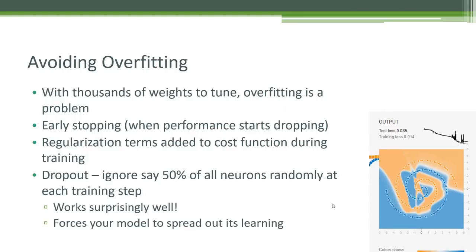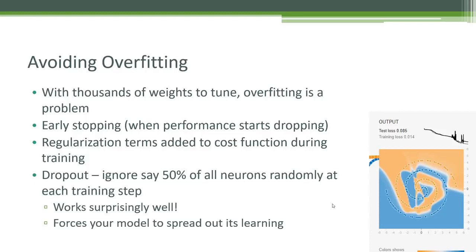Okay, so there are ways to combat that. And obviously, if you have thousands of weights to tune, those connections between each neuron and each layer of your neurons can add up really quickly. So it is very easy for overfitting to happen. There are ways to deal with it. One is called early stopping. As soon as you see performance start to drop, that might be nature's way of telling you that it might be time for you to stop learning. At this point, maybe you're just overfitting.